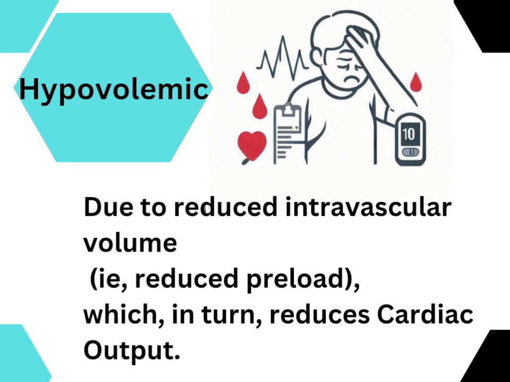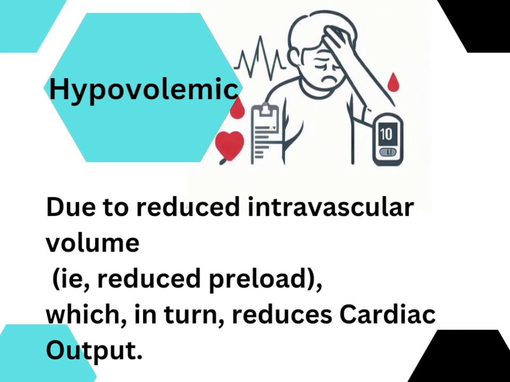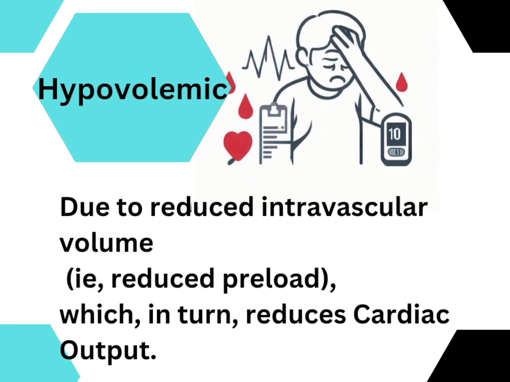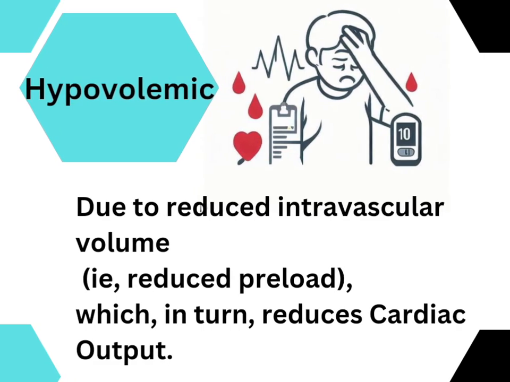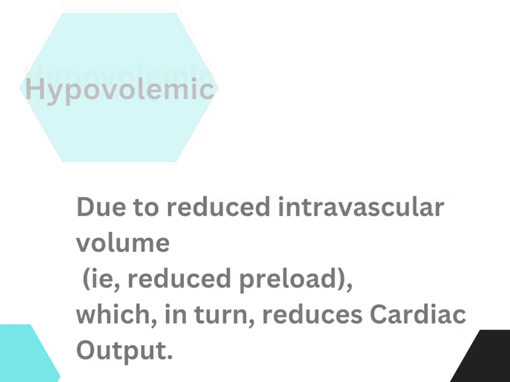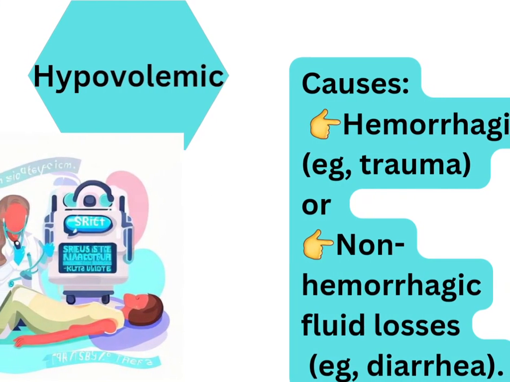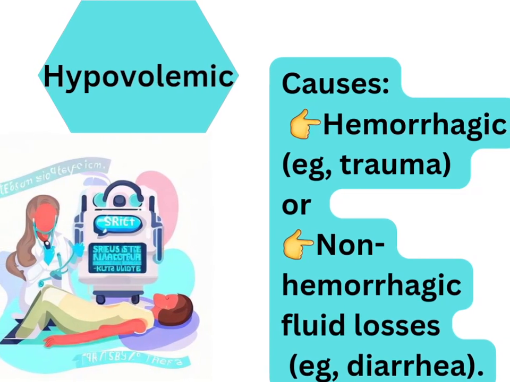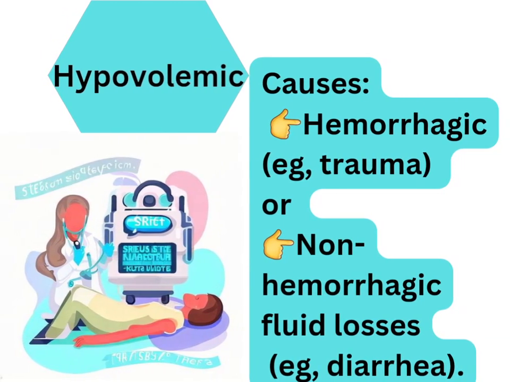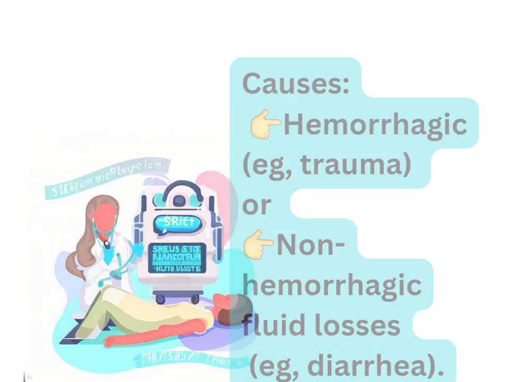Hypovolemic shock. It occurs due to reduced intravascular volume, specifically reduced preload, which subsequently decreases cardiac output. Hemorrhagic causes, such as trauma, and non-hemorrhagic fluid losses, like diarrhea, can contribute to hypovolemic shock.